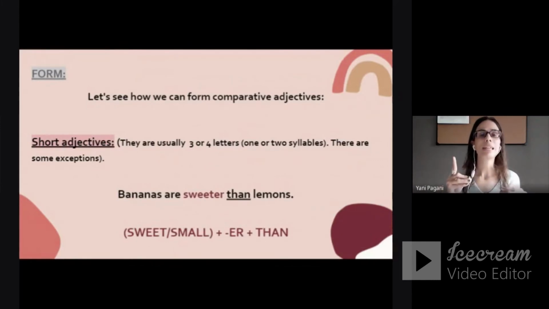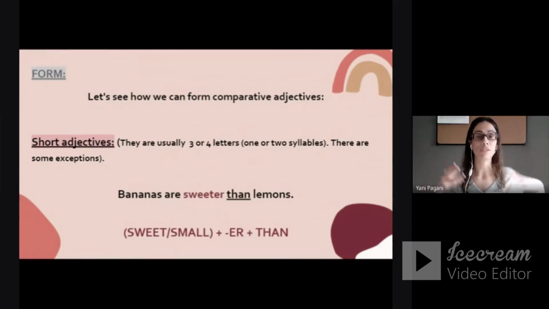The first type is short adjectives. Okay, this is the first type of adjectives that we need to consider. We call short adjectives words that have 3 or 4 letters, usually. And the second type is long adjectives. Long adjectives are adjectives that have usually more than 5 letters. So why do we need to think about this?